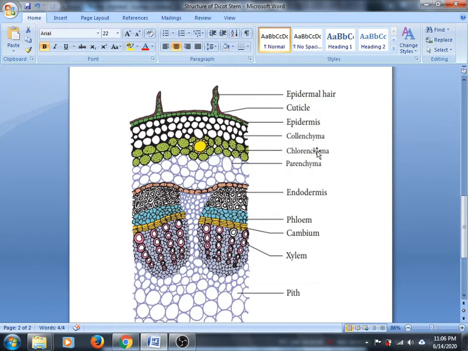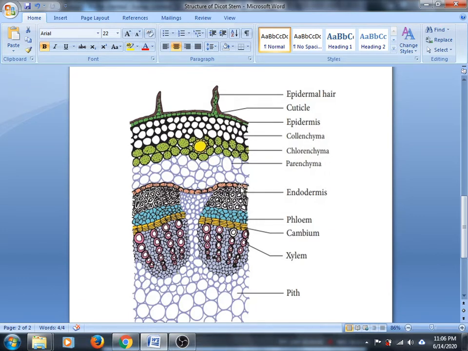Below the chlorenchyma, there are parenchyma cells. The parenchyma is a layer of 4 to 5 layers. These are round, living cells with intercellular space. Below the parenchyma cells, you can see this colored layer. It is said to be the endodermis. The endodermis is the inner layer of the cortex.